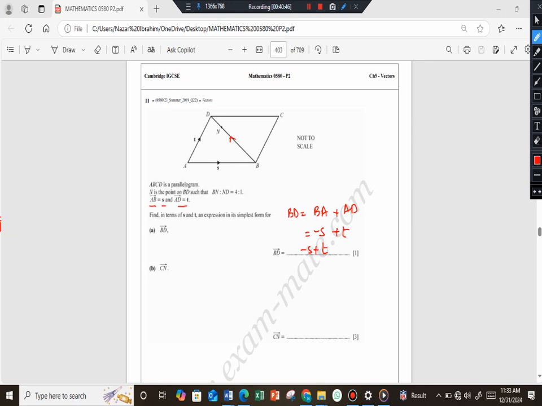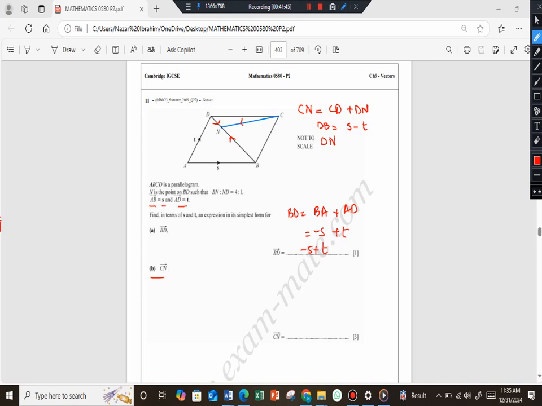So BD is equal to minus S plus T. Okay, let's go to the second part, CN. CN is starting from C till N, right? This vector is to be calculated. CN is equal to CD plus DN, right? CD is known, but DN is unknown to us. Since we calculated BD, DB will be S minus T. Why am I doing this? Because I am calculating DN, and DN is in the direction of DB.